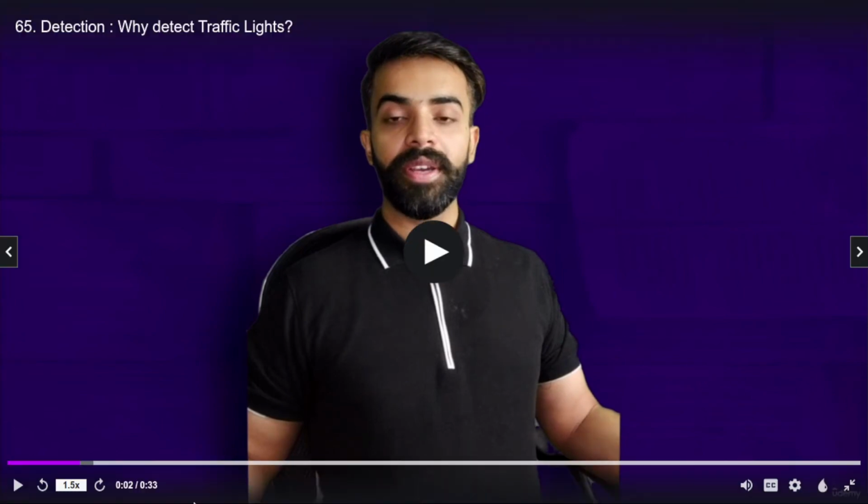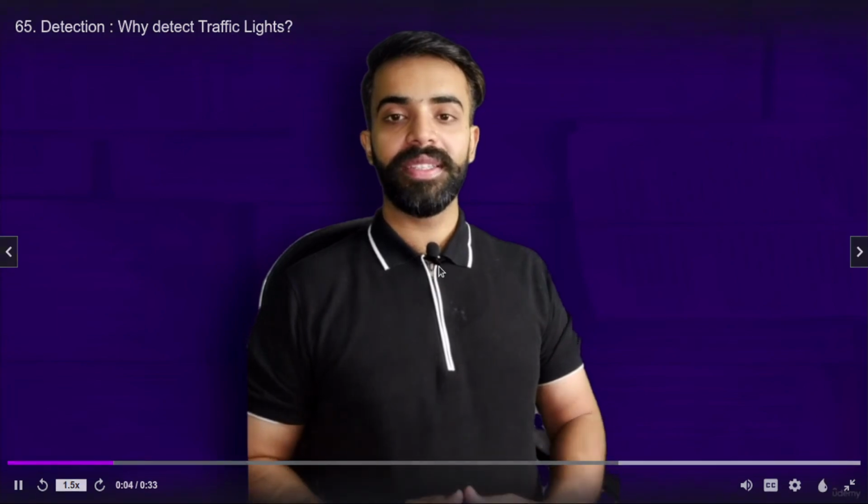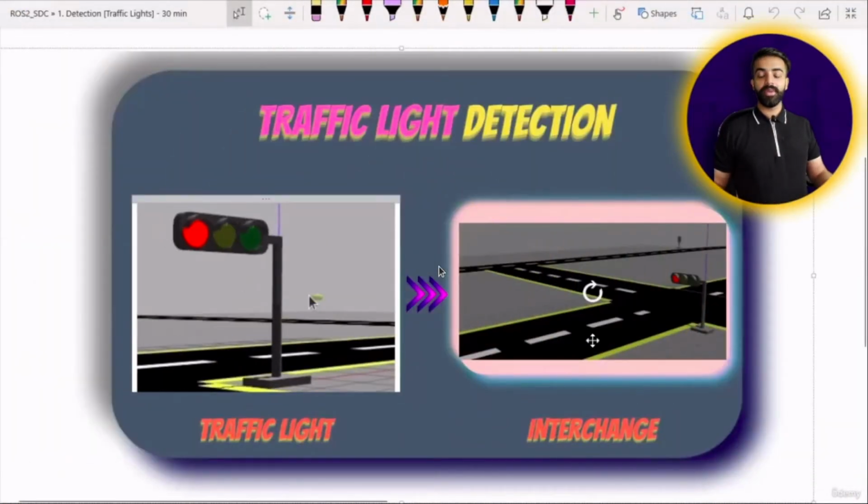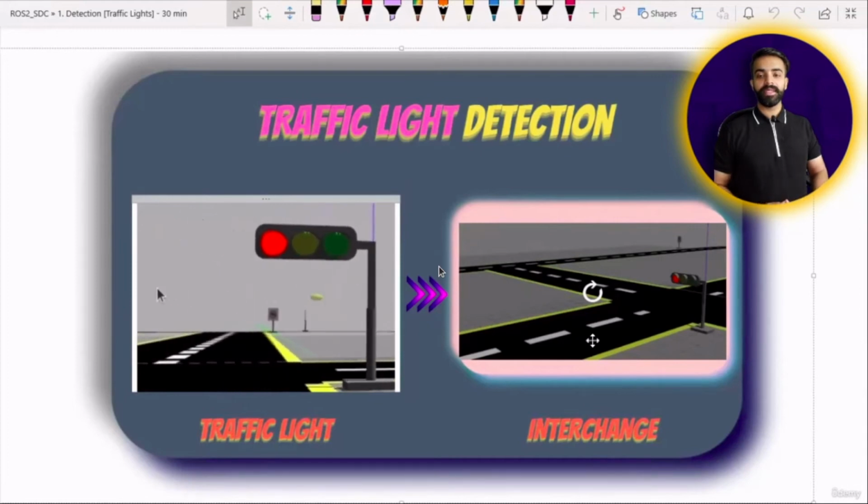So why do we need to detect traffic lights for crossing intersection? Traffic lights are an important aspect of our daily commute. Negligence can lead to heavy-duty fines or serious road accidents.